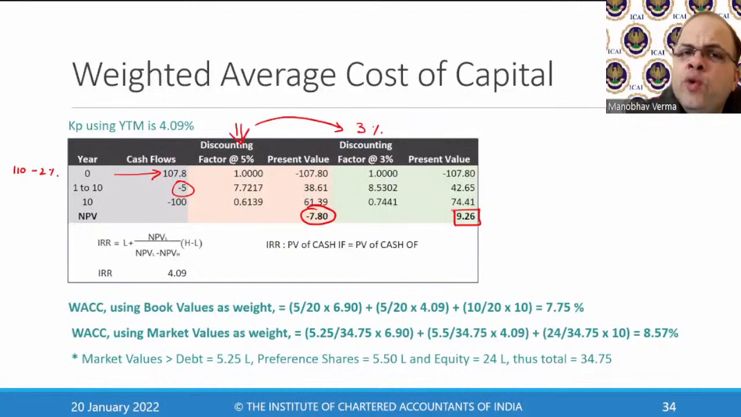Guys, don't worry, 99.99%, you'll be getting the annuity factors table, so don't worry about that. But you should know how to use the annuity factor table, right? So this is for 10 periods. Look at the relevant annuity factor for 5% and 3%.